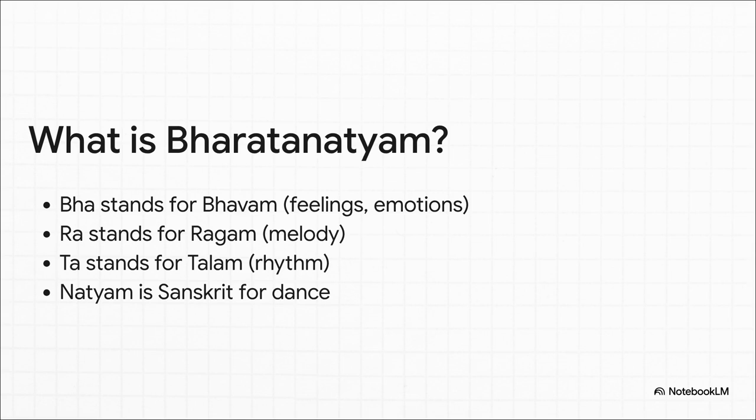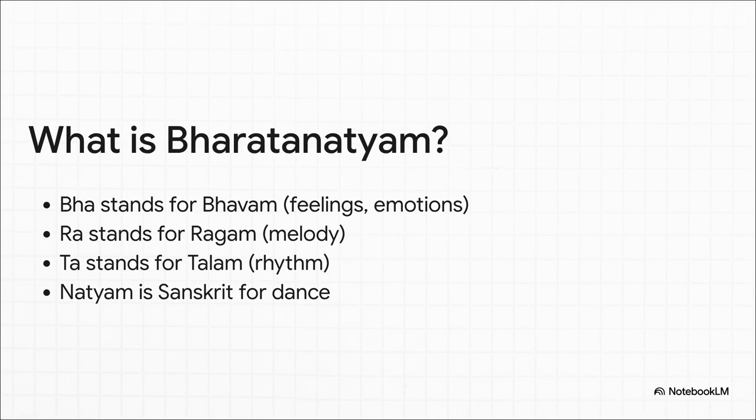Check this out. Ba is for bhavam, which means feelings or emotion. Ra is for ragam, the melody. And ta is for talam, the rhythm. You tack on natyam, the Sanskrit word for dance, and you literally have a single compound word that means a performance harmonizing emotion, melody, and rhythm.